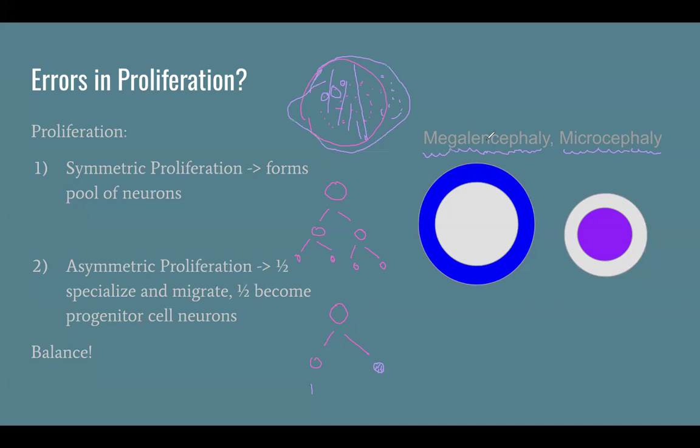Those are the disorders that the Brain Fox book covers: anencephaly, spina bifida, megaencephaly, and microencephaly. All of these disorders are important for you to know. Just make sure you understand the logic behind them.